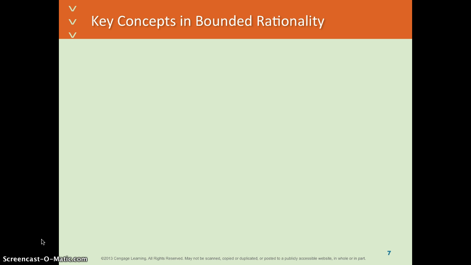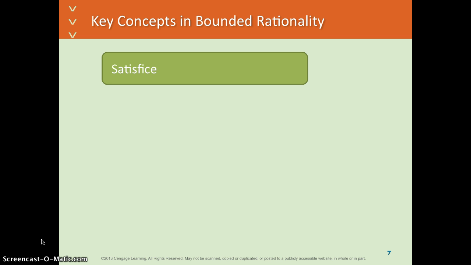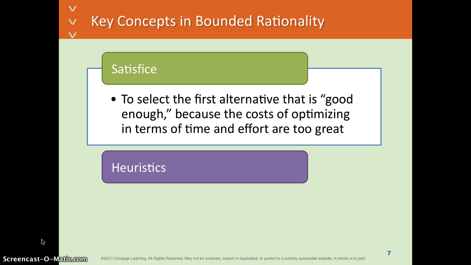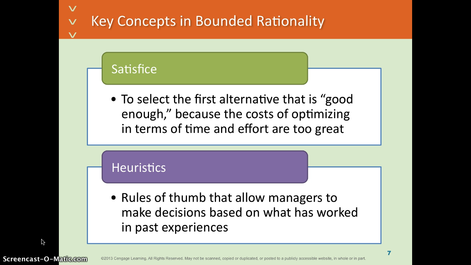Two important points with bounded rationality: satisfice, figuring it's good enough, and the first alternative. My understanding is it may not always be the first alternative, but our text says that, but it means you're basically realizing time-wise this is a good decision. Heuristic, which means trial and error, rule of thumb, where you have some chance to play with the decision.